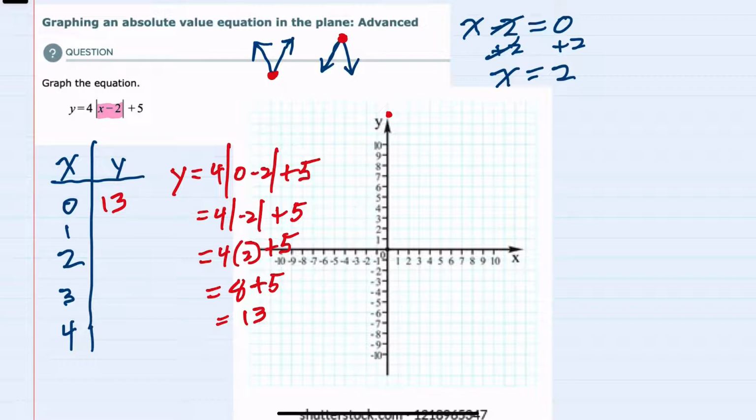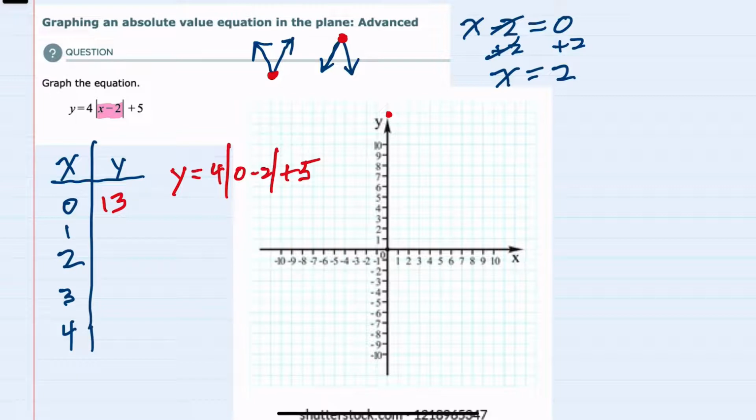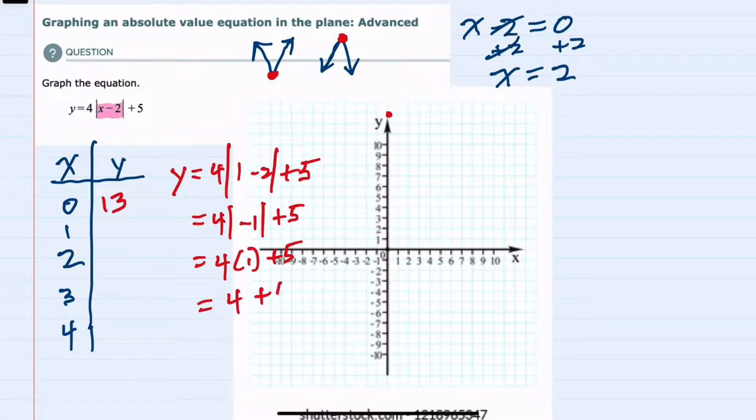Next, I will move to x equals 1. And here, I'm substituting in x equals 1 into the equation. And again, working inside the absolute value, 1 minus 2 would be a negative 1. The absolute value of negative 1 is just 1. Moving to multiplication, 4 times 1 is 4. Bringing down the plus 5, we now have 9. So the second point is 1, 9. So on my graph, I'll move to x equals 1, y equals 9. We now have 2 points.